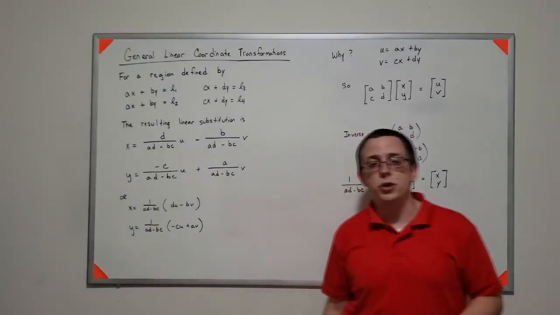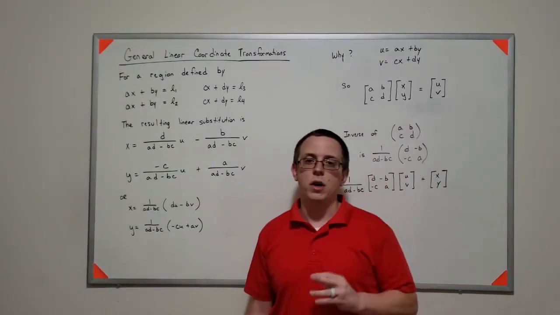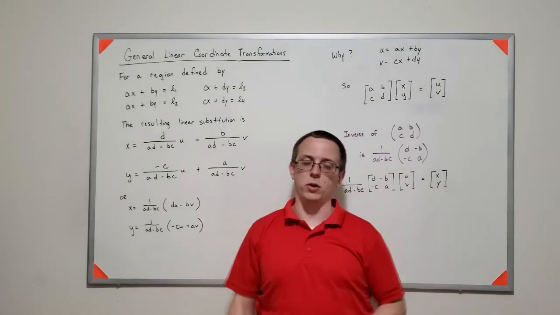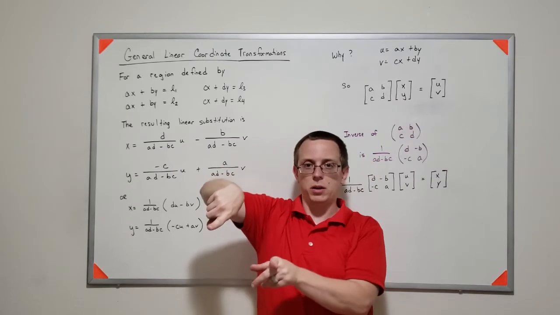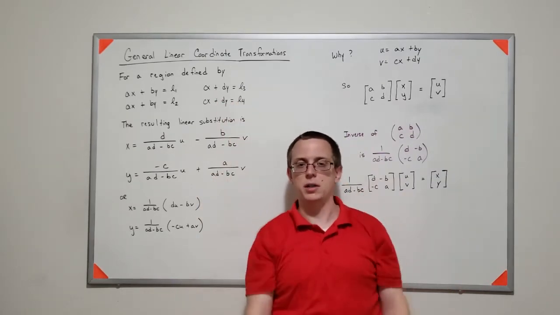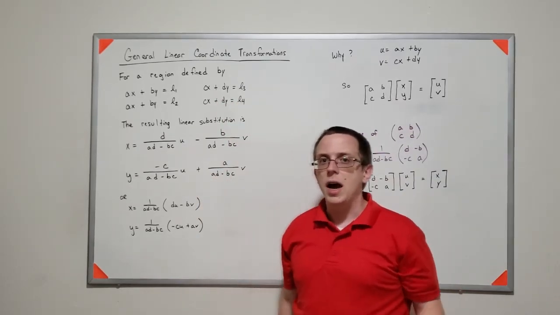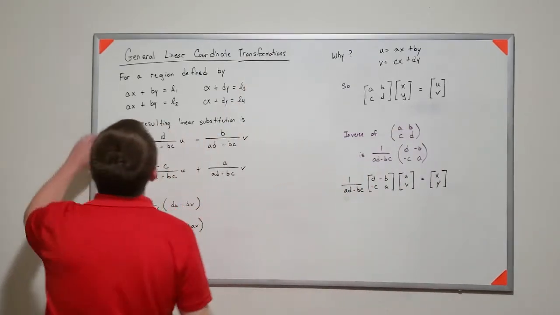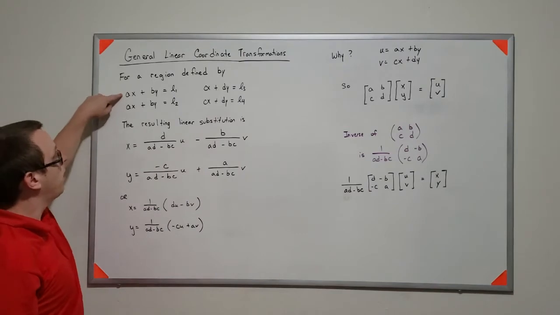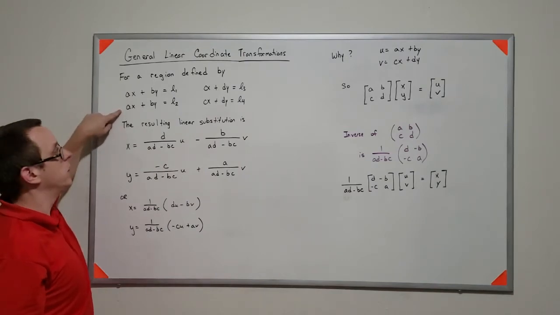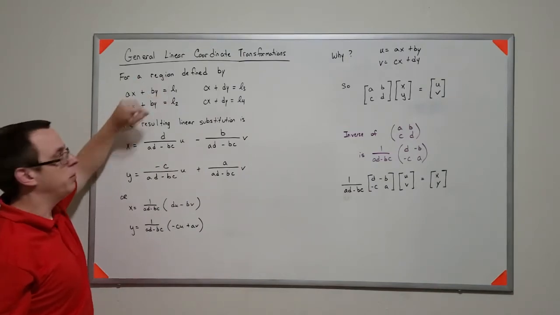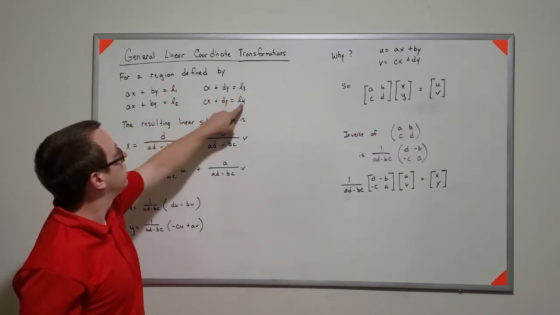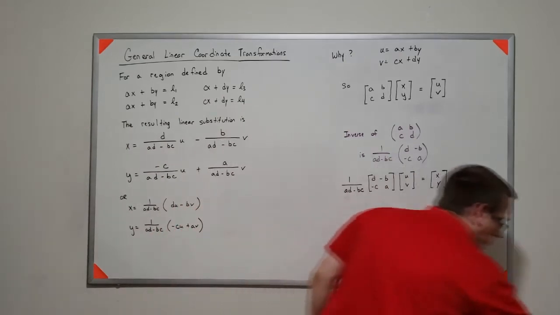So there's a neat trick that you can do if you have a region that's defined by some sort of parallelogram. If you have two parallel lines and two other parallel lines cutting into each other. And that's this whole thing here. So if I have this region, ax plus by is L1, ax plus by is L2, so those are limit 1 and limit 2. Cx plus dy is limit 3, cx plus dy is limit 4.